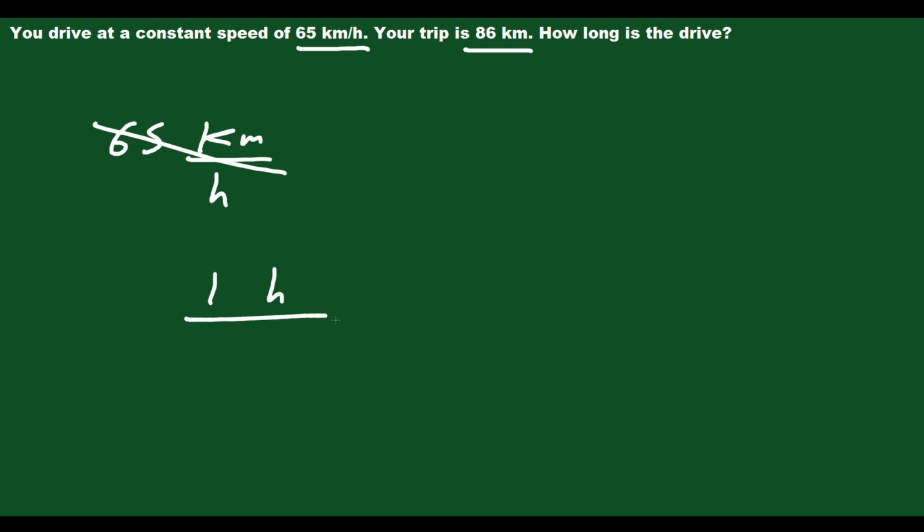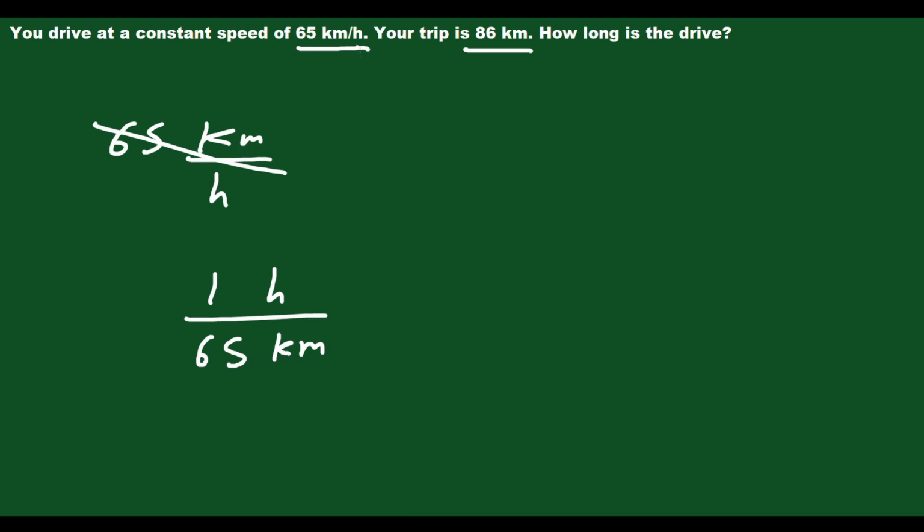Well, I have a speed of 65 kilometers per hour, so there's an hour in there, and I know the length of the trip is 86 kilometers. So I can use those kilometers to cancel each other out and end up just getting the hours. So instead of writing 65 kilometers per hour, I want the hours to be on top. So I'm going to write 1 hour per 65 kilometers.